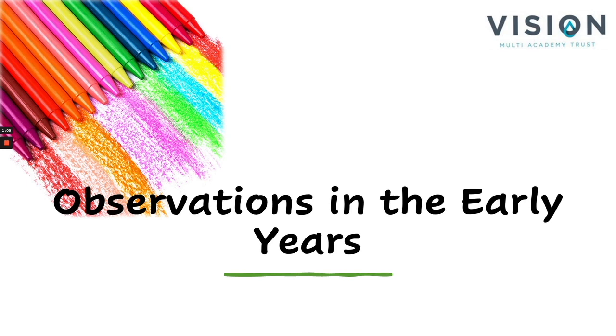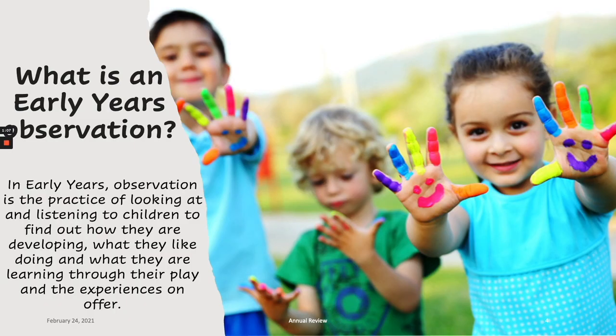Observations in the early years. In early years, observation is the practice of looking at and listening to children to find out how they are developing, what they like doing, and what they are learning through their play and the experiences on offer. Through observation, we can decide whether the child's development is at the expected stage, whether the resources are suitable for the child, and it gives us information on how we can move learning forward by adapting the environment or resources on offer, or by interaction with the child to scaffold their learning.